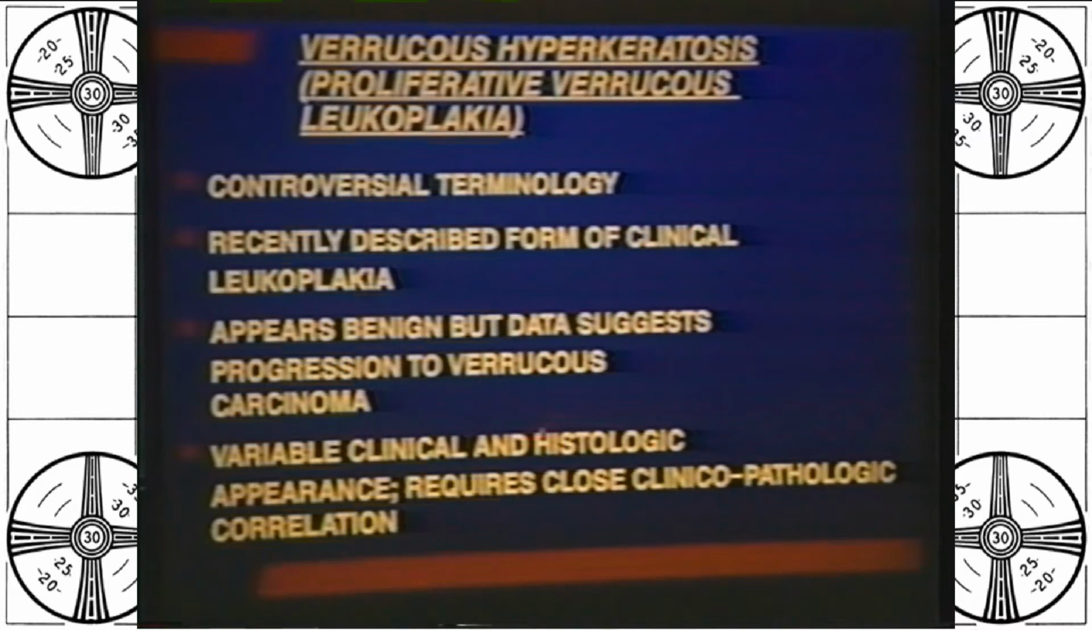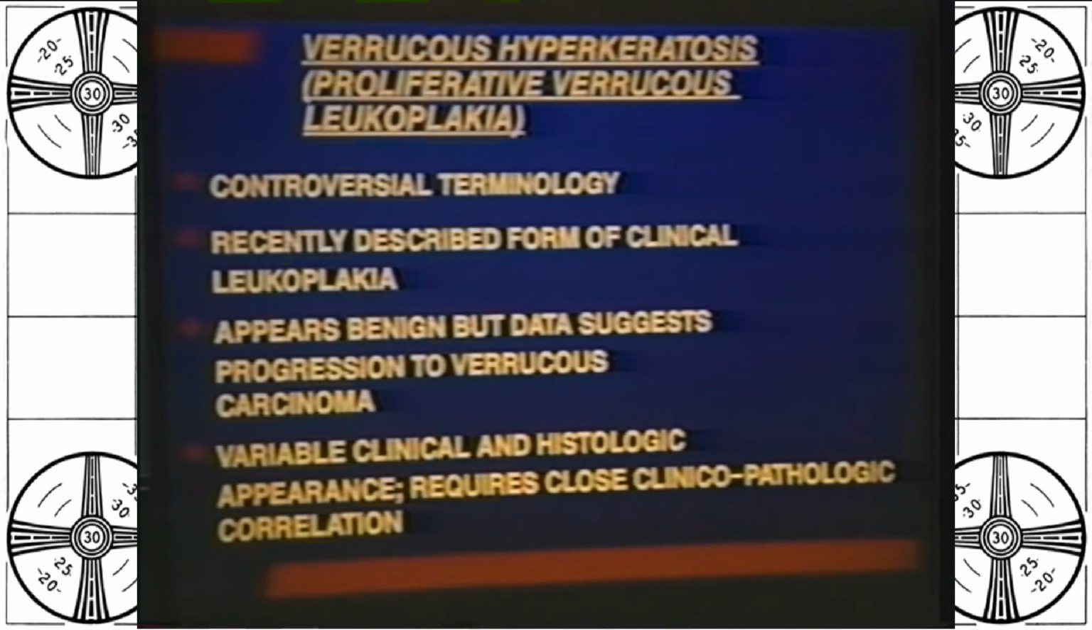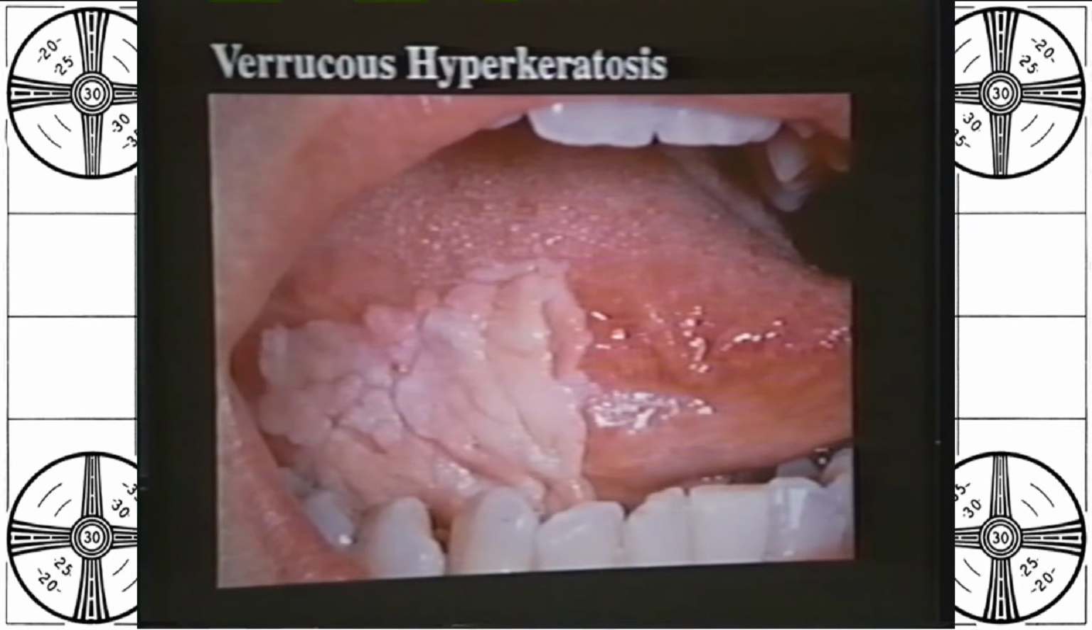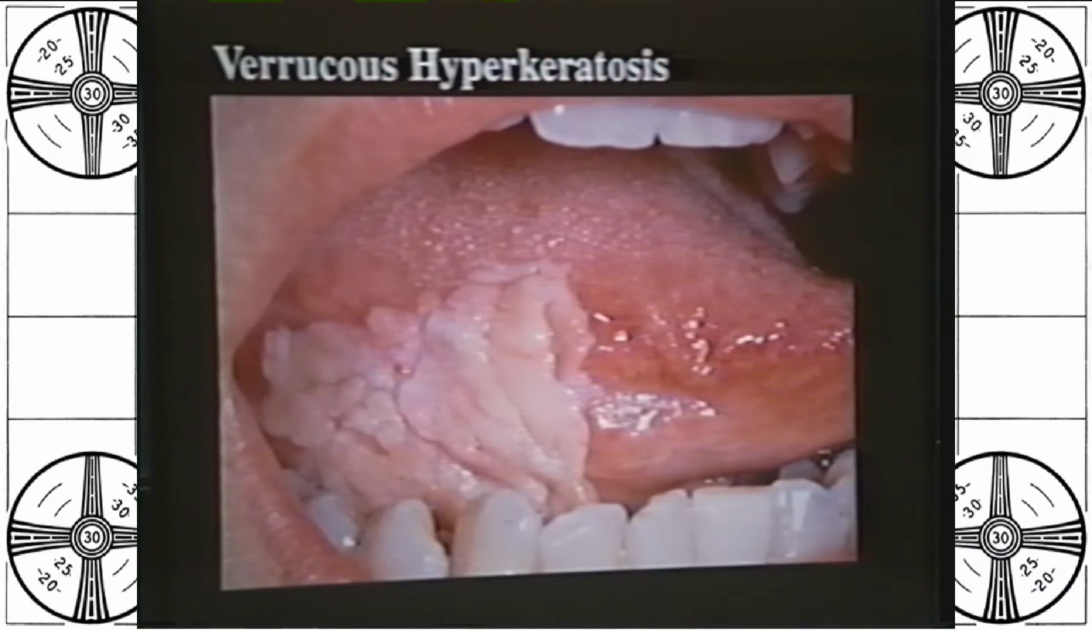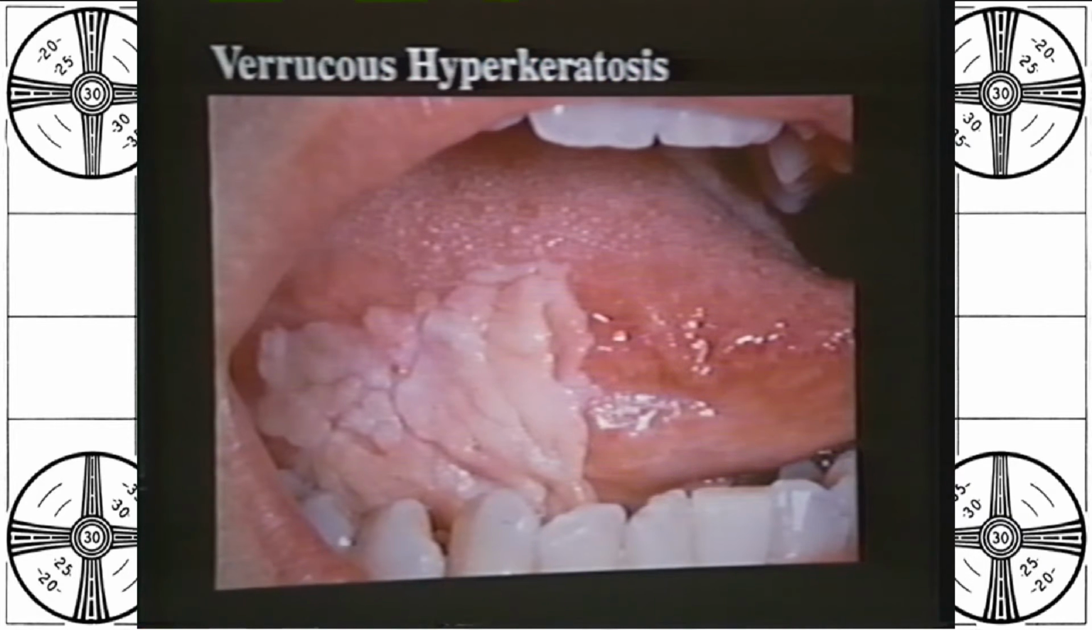Now, it has a variable clinical and histologic appearance, and this one requires very close work between you and the pathologist in order to adequately diagnose it and treat it. You can see, though, that fortunately there are some distinguishing features that let us know this is not simple leukoplakia. Because of its verrucoid nature, the epithelium is more proliferative, thus it usually stands slightly above the surface by 1-2 millimeters. It has this convoluted, almost cerebriform or cauliflower surface to it, so that distinguishes it once again. So this is verrucous hyperkeratosis.